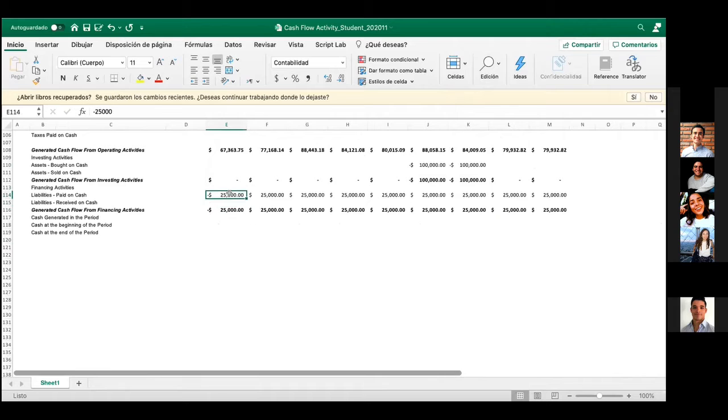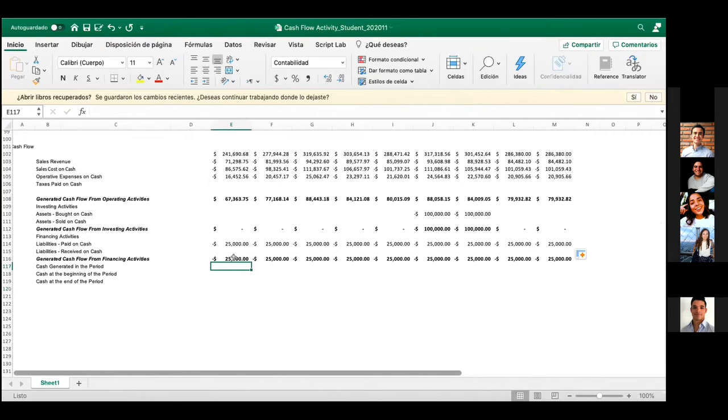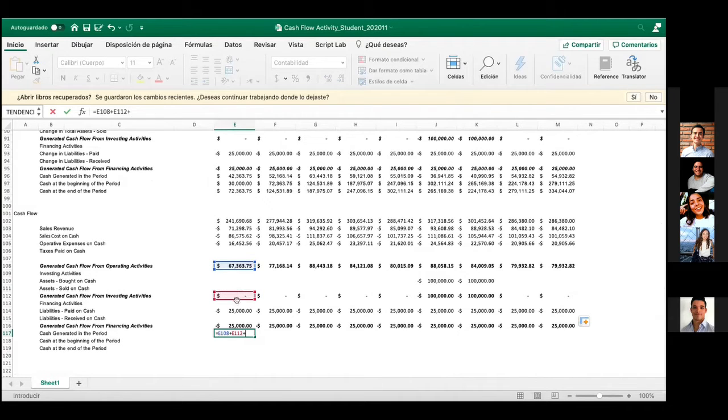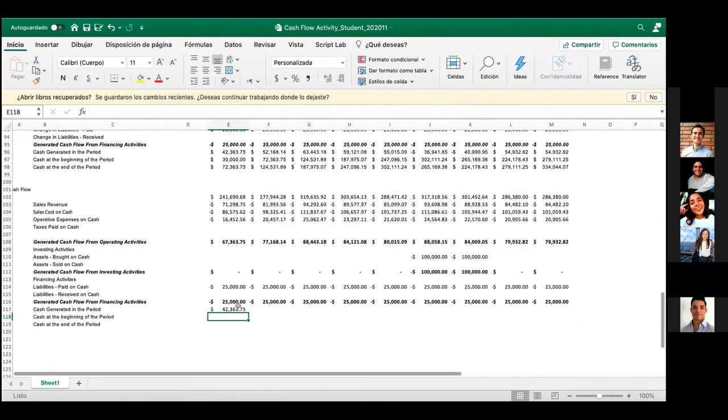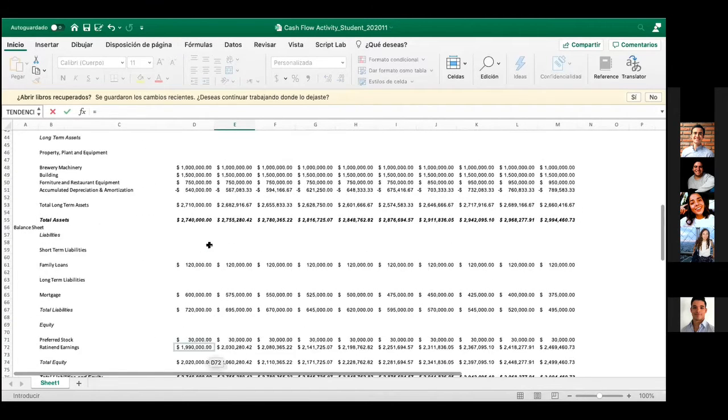So, drag it to the right, and then let's do in your computer the final part to see if we are correct. In the cash generated in the period line, the 117, add up all the cash generated from operating activities, financing activities, and investing activities. Okay, that one plus that one, plus that one. And then take the cash at the beginning of the period, which is actually the previous balance of cash inside the balance sheet. Okay.